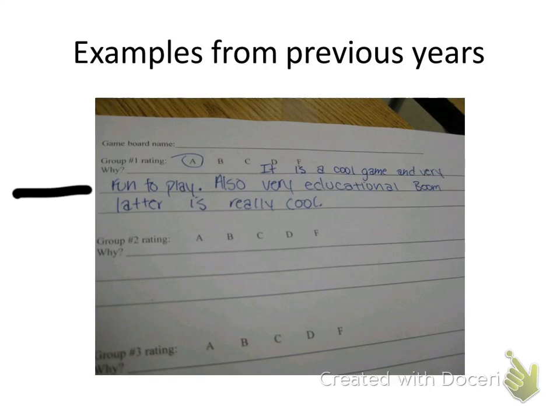At the end, you're going to be asked to rate your group, and you will receive a group rating from everyone else. This will be part of your grade.